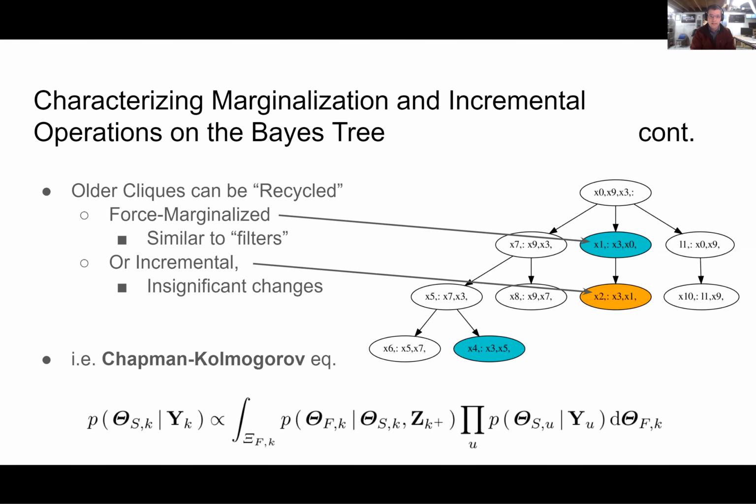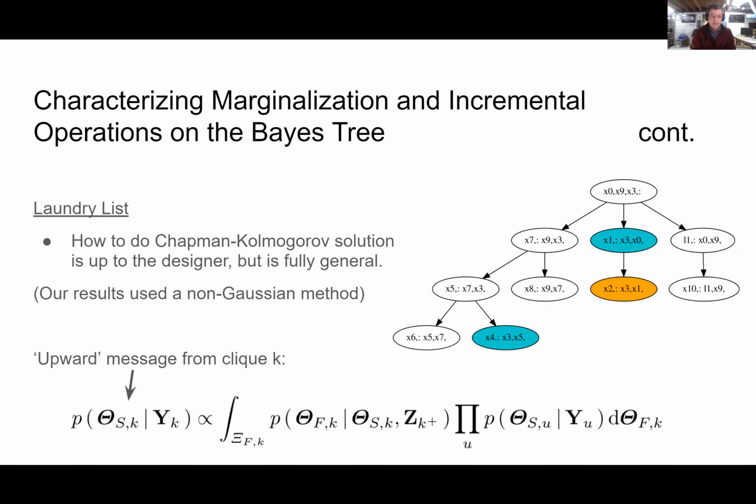Next slide, please. So this is the dirty laundry. We didn't say how you solve Chapman-Kolmogorov. Now, if you do it in a Gaussian sense, it becomes easier. This Chapman-Kolmogorov equation reduces down to something like Cholesky factorization or QR factorization. For this work, we actually used a non-Gaussian solver that we've built, and we propagate multimodal non-Gaussian belief up and down on the tree, and we show how we can significantly save a lot of computation.